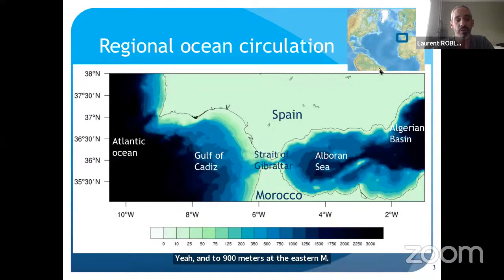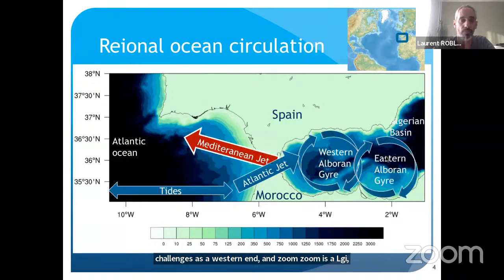So this narrow strait connects the Atlantic Ocean with the Mediterranean Sea. It features the Gulf of Cadiz at the western end of the strait, and the Alboran Sea, then the Algerian basin in the Mediterranean Sea. From an ocean circulation point of view, a significant amount of water is exchanged through the Strait of Gibraltar to balance the ocean atmosphere fluxes over the Mediterranean Sea.